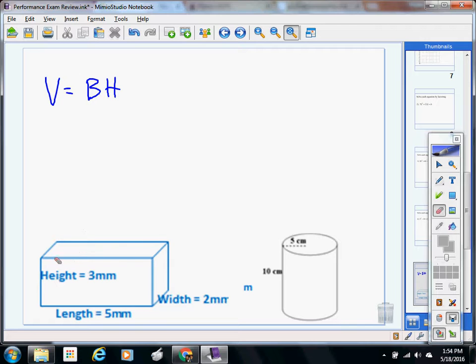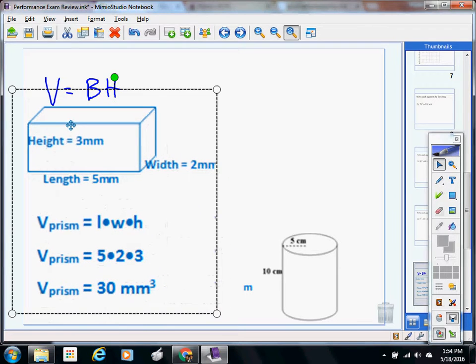Let me erase this. Yes, I agree with you that it is 30, guys, because the formula for volume is area of the base times the height. Like Darius said, it's a rectangular prism. So the rectangle on bottom, 5 times 2 is 10, times 3 is 30.